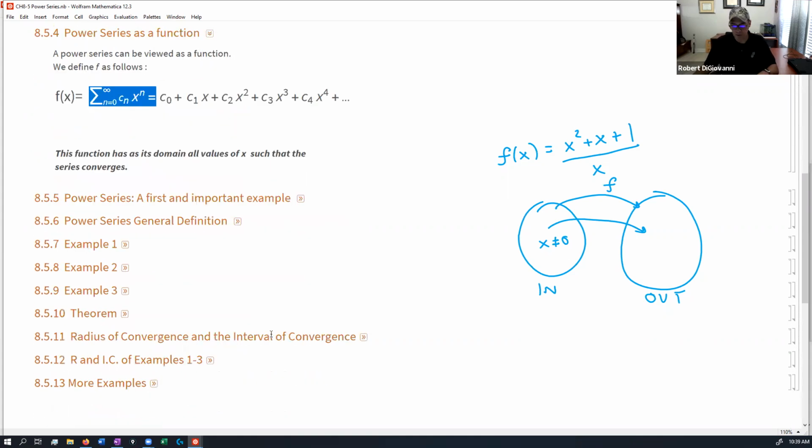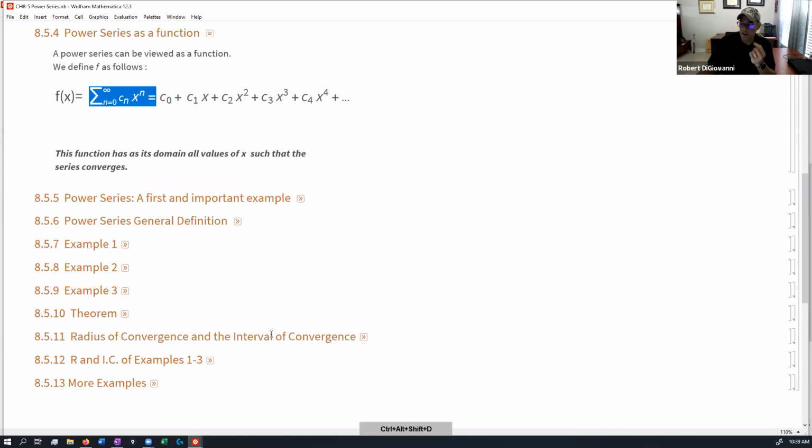And this will get kind of messy, but I wanted to at least get you to start thinking about the difference between a regular series and a power series, that we have this new variable x. And because we have a variable x, we can look at it as a function.